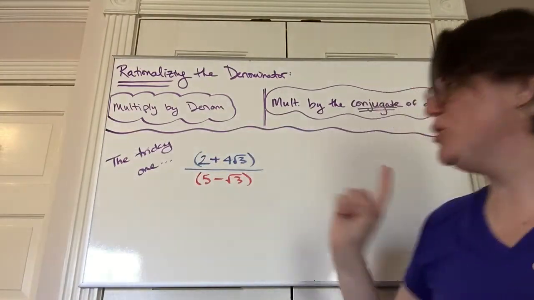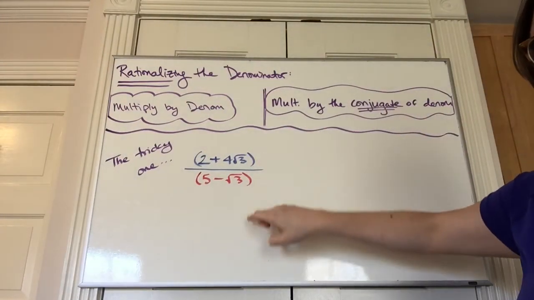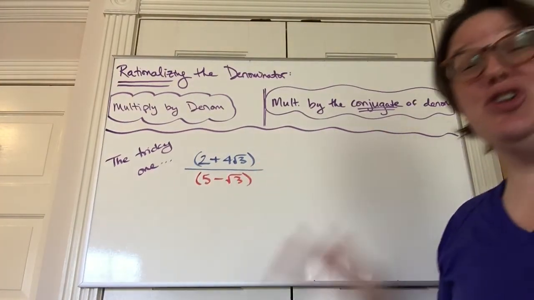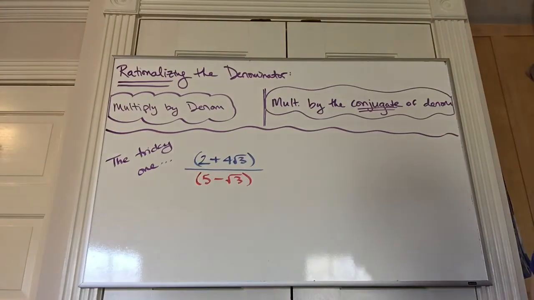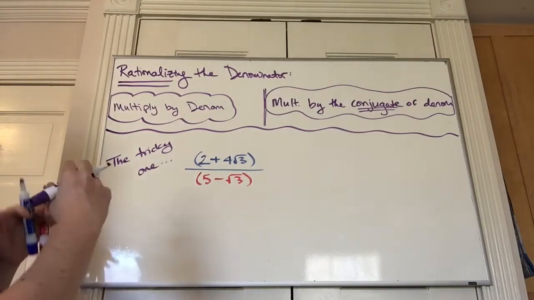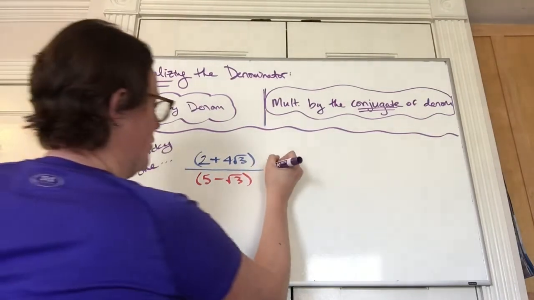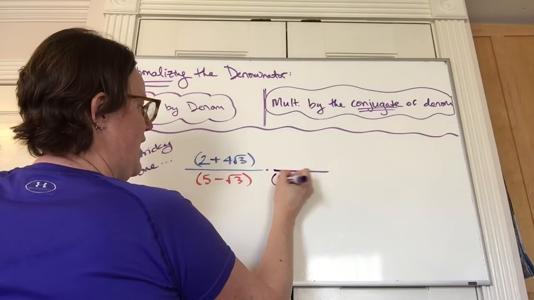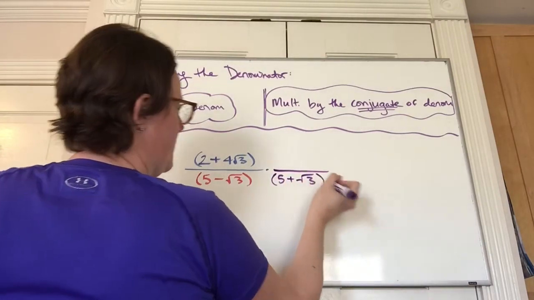One more problem, and this one's tricky. We have a weird thing over a weird thing. Am I allowed to cancel out like this root 3 with that root 3? No, because they're both in addition and subtraction problems. Okay, so how do we do this problem? Is it a multiply by the denominator problem? No. The reason you don't multiply by the denominator is that there's multiple things in the denominator. You only multiply by the denominator if you have a root by itself. Okay, so this must be a multiply by the conjugate of the denominator problem. So the conjugate of my denominator is going to become 5 plus the square root of 3.